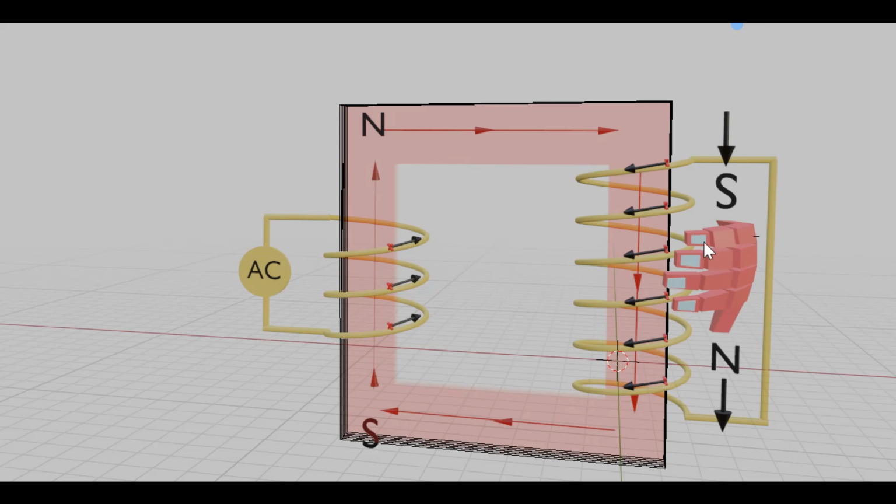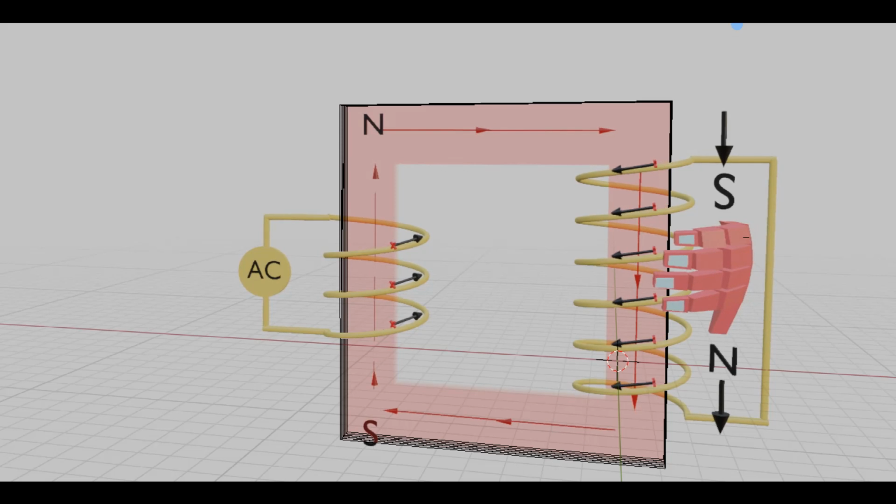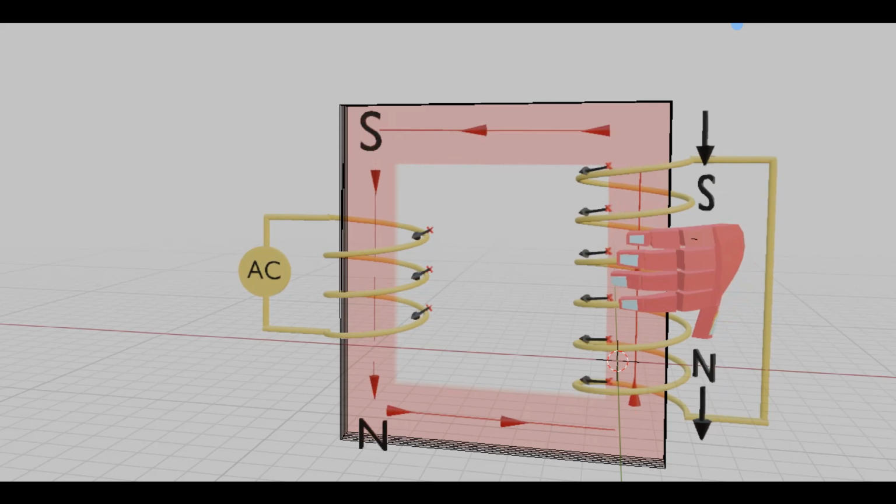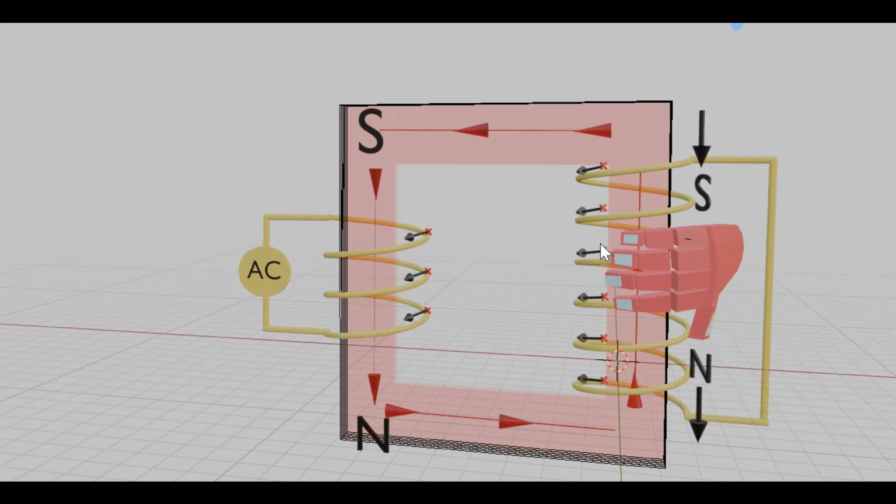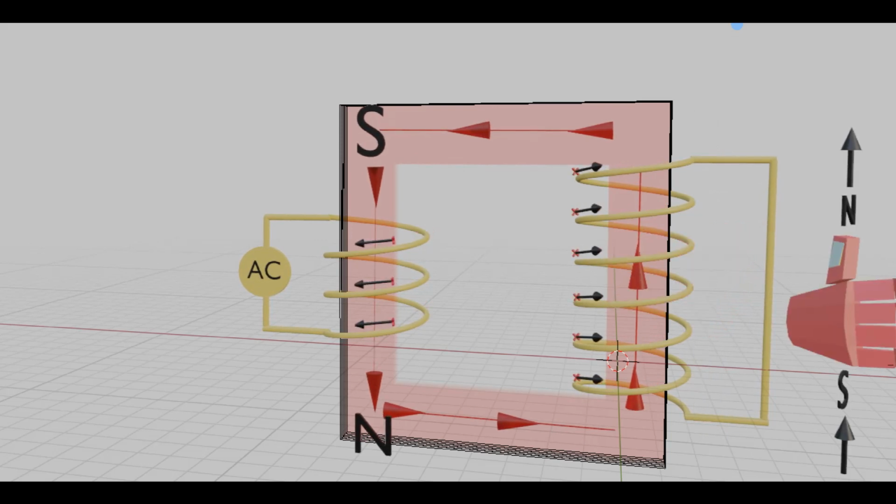So thumb pointing down, fingers curl from right to left. So the current's now flowing right to left. Amazing, isn't it? No battery, just all because of the induced magnetic field. So that's how a transformer works.